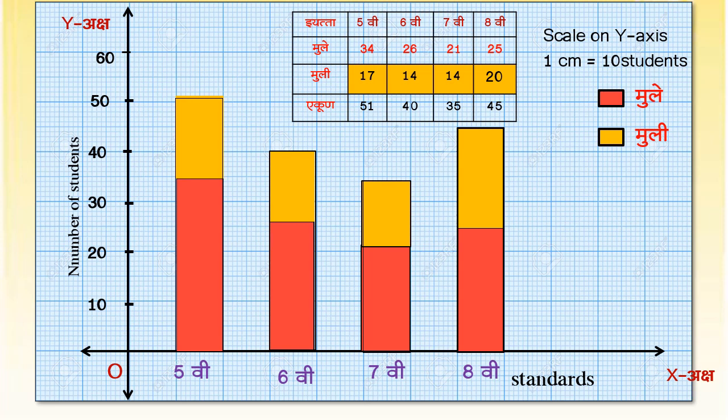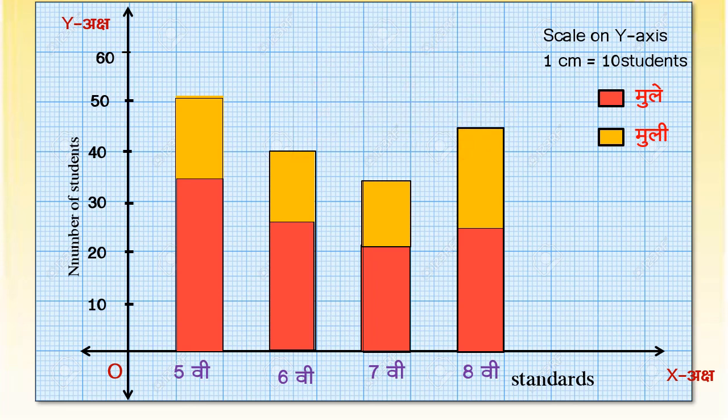In this way we will show all the boys and girls with a single bar with different colors, and this is called a subdivided bar graph. Okay, on the x-axis here standards and on the y-axis number of students. Hope you understand this drawing of a subdivided bar graph.